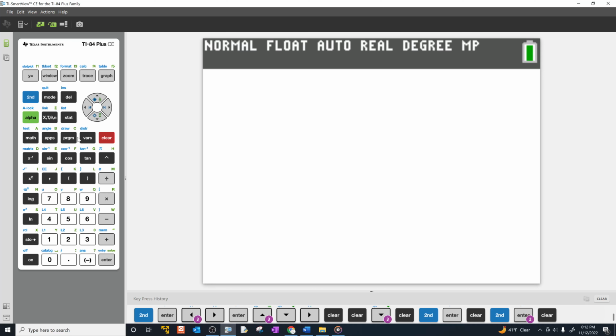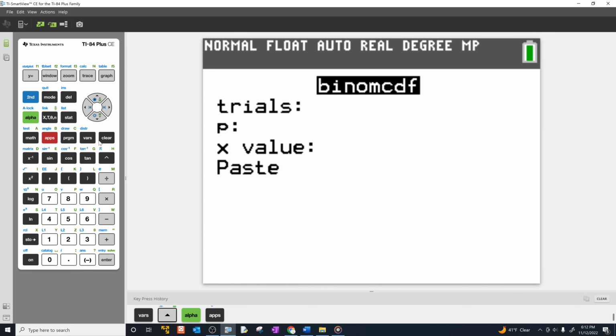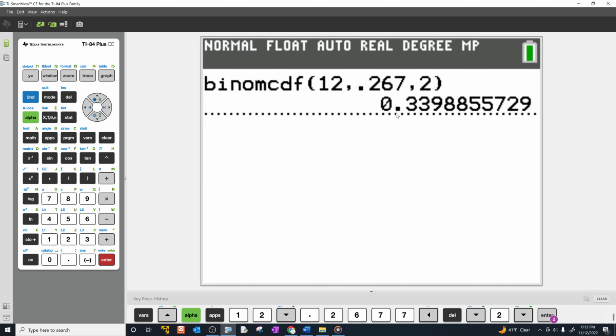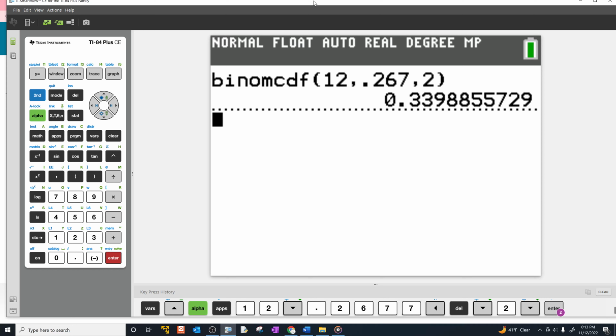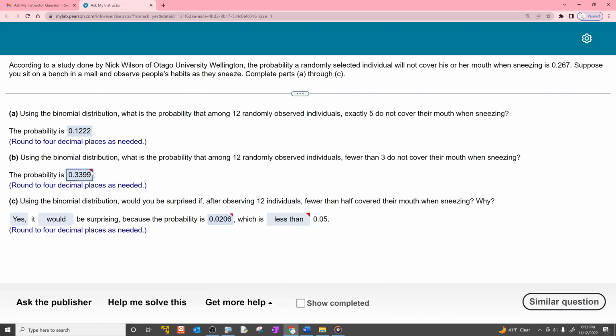All right, let's actually solve the problem first. We'll go all the way down to binomial CDF. The trials is 12. The probability is 0.267. And now we're looking for fewer than 3. The way binomial CDF works, it is the cumulative density function. You give it the value of x, and it counts all the way down to 0. So we want it to start at 2, and it's going to sum up all of the probabilities from 0, 1, and 2. It's pretty handy. And we get 0.3398. If we round that off to 4 places, that's going to put us at 0.3340. So that's what we needed to put there.